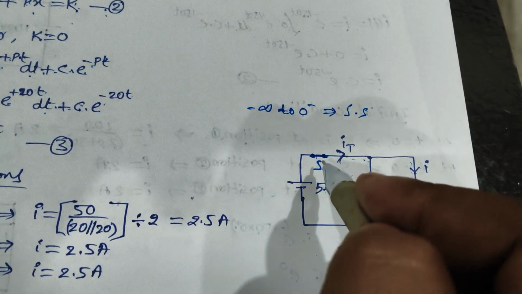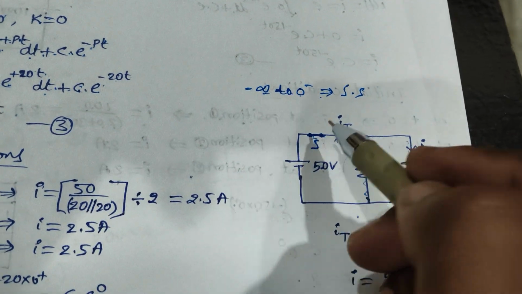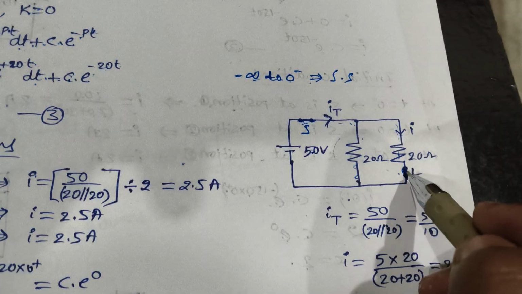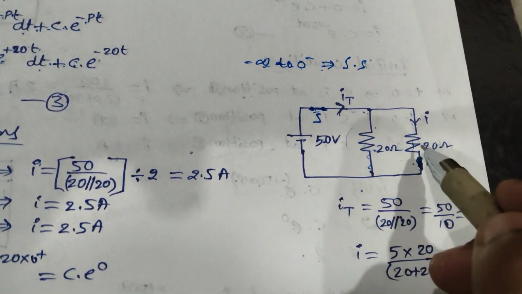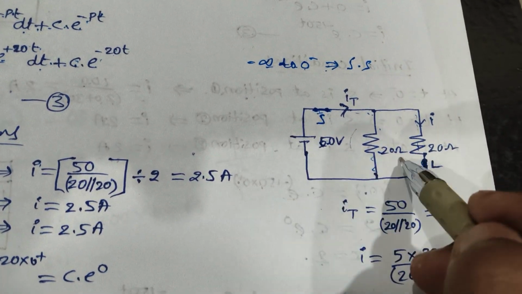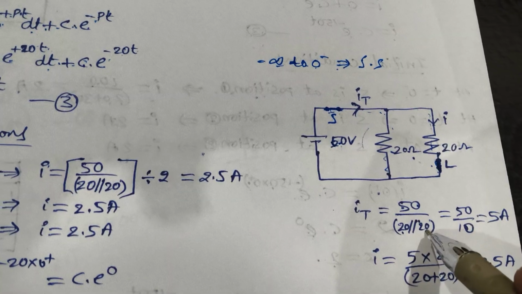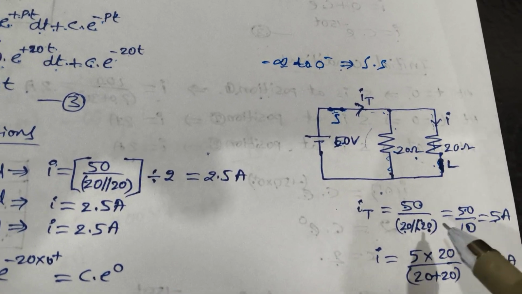At 0 again we are changing the switch position, right? For a longer time the switch is in closed state only. That's why for that longer time the inductor will get short circuit, because in steady state the inductor acts as a short circuit. When the inductor is short circuited, these two resistors are connected in parallel, and we have voltage divided by equivalent resistance. 50 is divided by 20 in parallel with 20, which is 10. 50 by 10 is equal to 5 amperes.